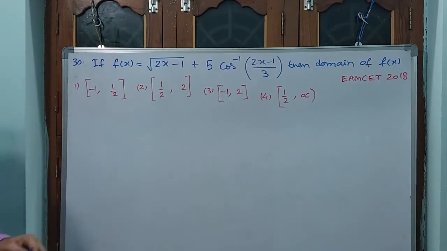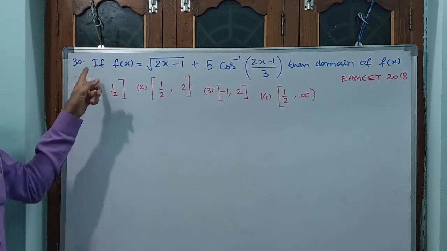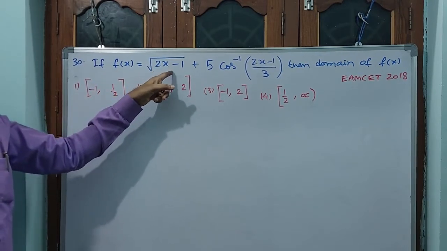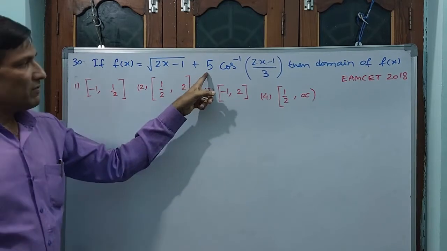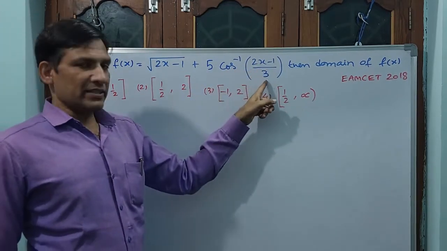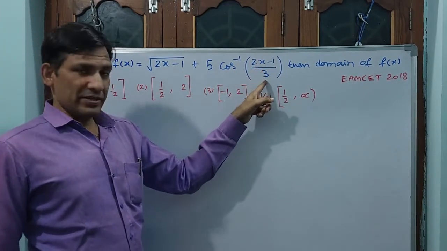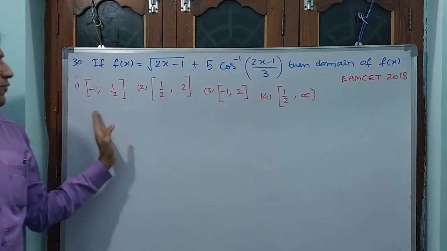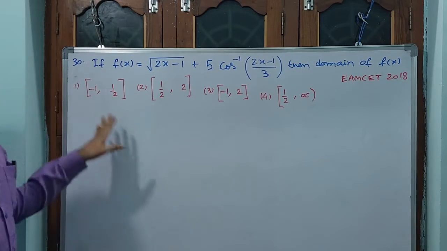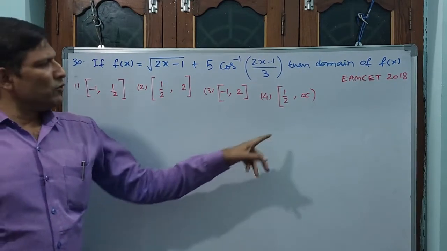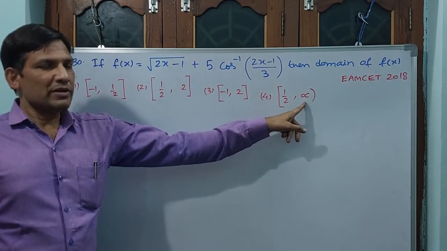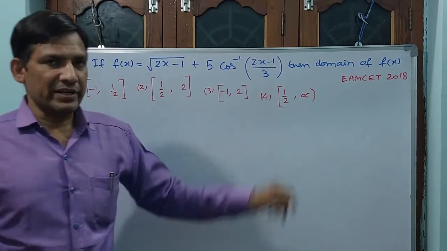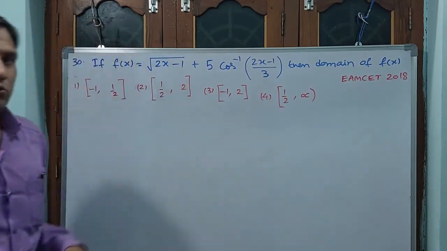See question number 30. If f of x is the square root of 2x minus 1 plus 5 into cos inverse of (2x minus 1) by 3, then what is the domain of the function f of x? They have given 4 intervals, all closed intervals. We know very well that infinity is not going to become a closed interval. All are closed intervals except infinity. This question was asked in EAMCET 2018.